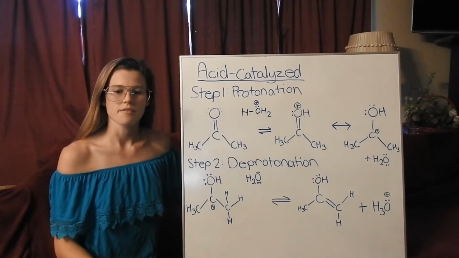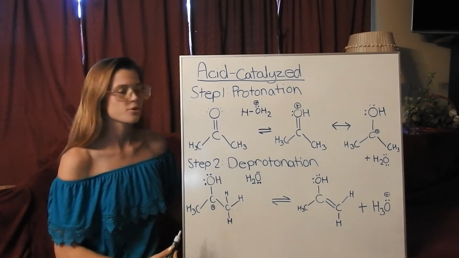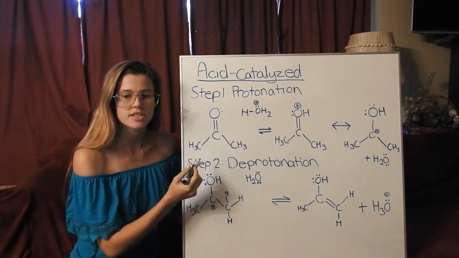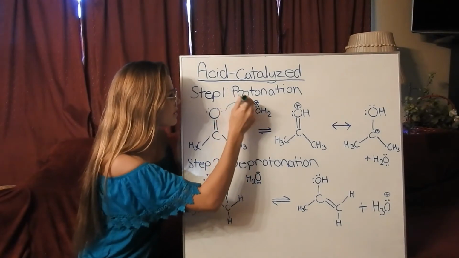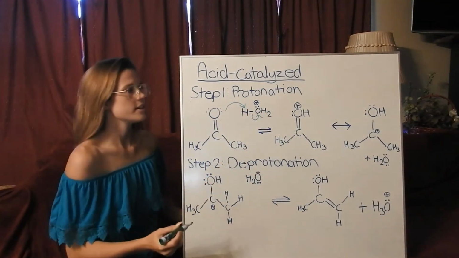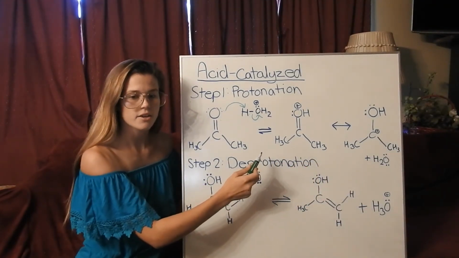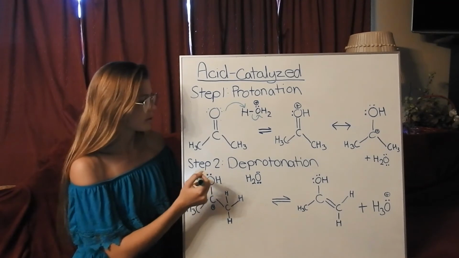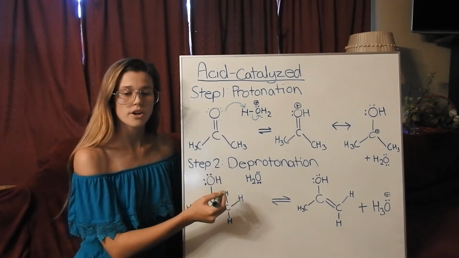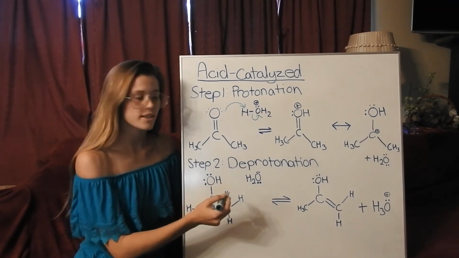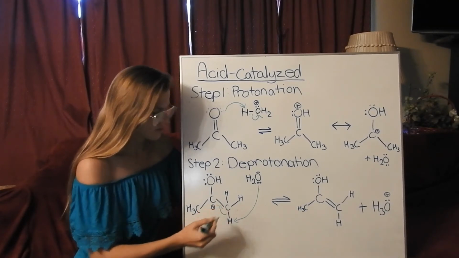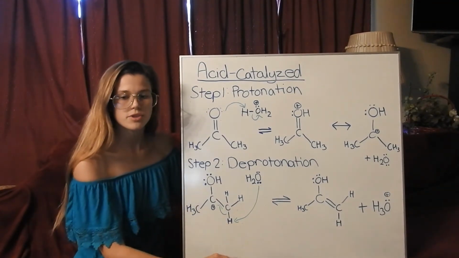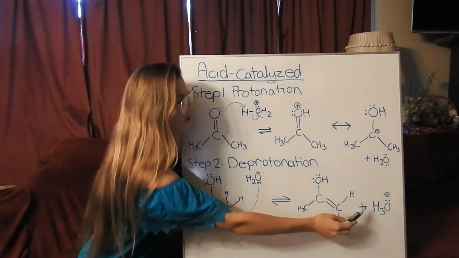Let's look at an example of acid-catalyzed tautomerization, where protonation precedes deprotonation. We begin with an acetone, and in the first step, a lone pair from the oxygen attacks a proton on the hydronium ion, leaving us with water and a resonance-stabilized cation. In the second step, where deprotonation occurs, water acts as a base to deprotonate the cation. And this creates 1-propene-2-ol, and it also regenerates the catalyst, which was the hydronium ion.